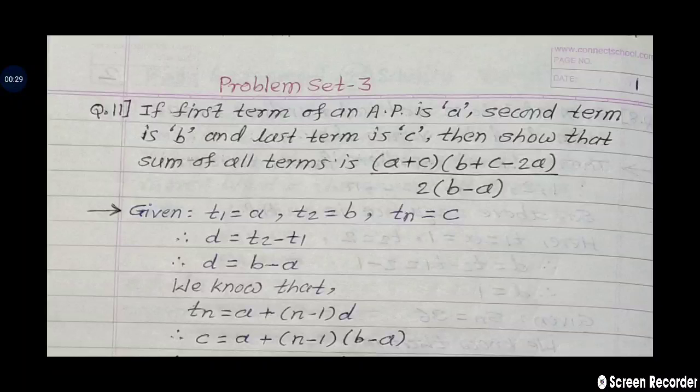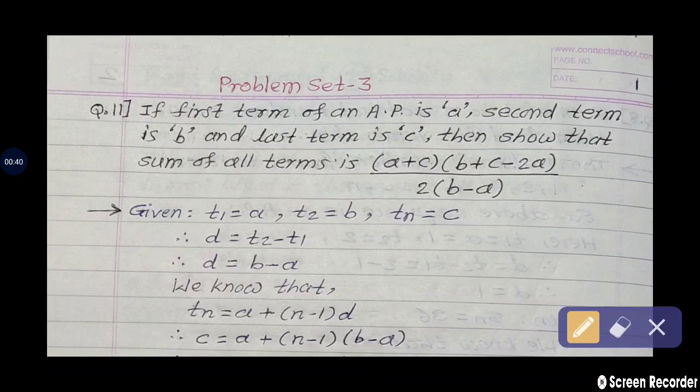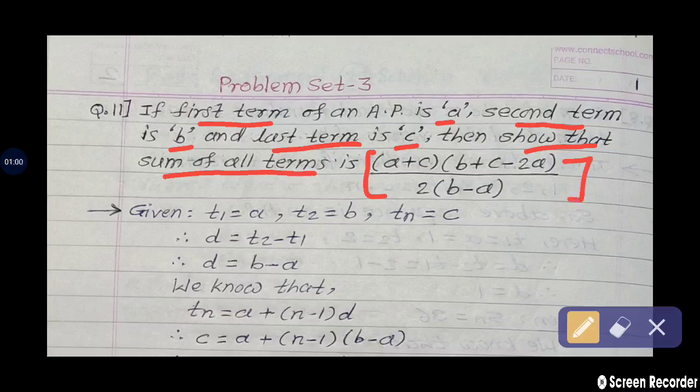Now question number 11. If the first term in an AP is A, the second term is B, and the last term is C, then show that the sum of all terms is (A + C)(B + C - 2A) upon 2(B - A).